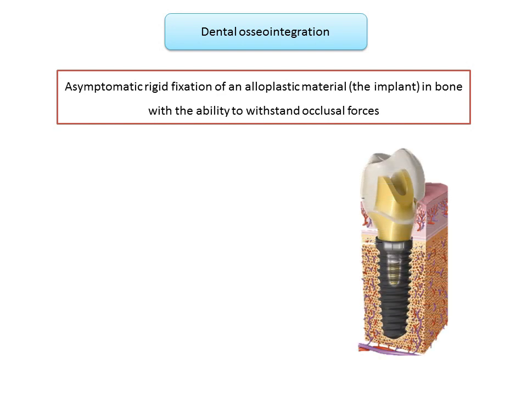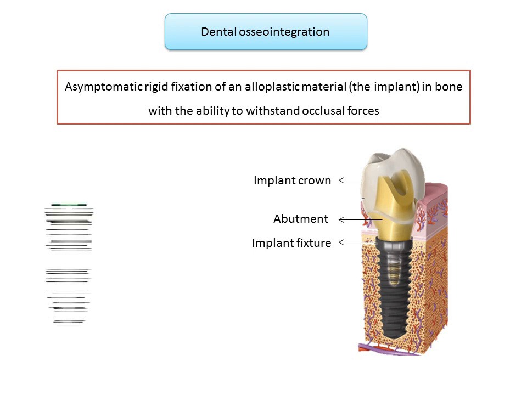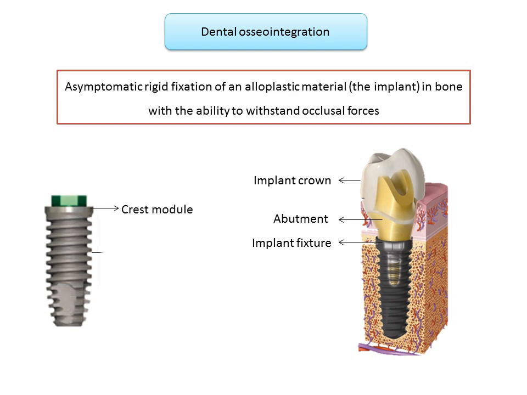So here you can see on the right side a labeled image of an implant in the jaws. The components of this restored implant are the implant crown, the abutment, and the implant fixture, which is integrated into the alveolar bone. And on the left side is a dental implant. Its parts are the crest module, which is present at the level of the crestal bone, the body and apex, which are integrated within the alveolar bone.